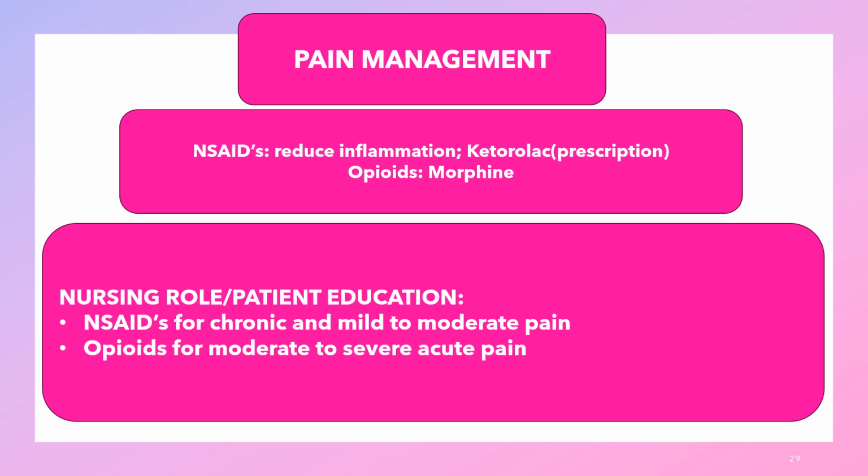As far as nursing role and patient education, we're going to educate them about NSAIDs for chronic and mild to moderate pain. We know that when we're dealing with NSAIDs and chronic use, we have a concern for GI bleed. We've talked about that before, moving all that information forward. With opioids, we have a concern for constipation, which is not going to go along well with this particular disease. So those fall under our nursing role and patient education role.